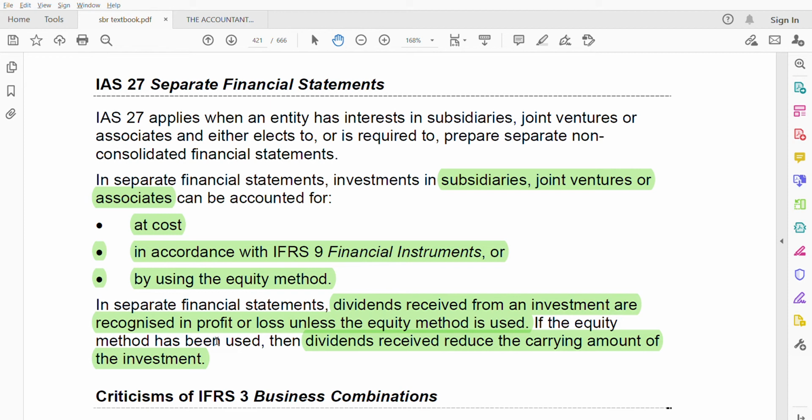This is mainly for your associate and joint venture, because for joint venture and associate only you use the equity method, not for a subsidiary. So whatever dividend you receive from an associate or a joint venture, you deduct it from the carrying amount of that associate or joint venture if you're using the equity method. But if it's not so, then you recognize the dividend received in the profit and loss account in the separate financial statements. Only this part, whatever I've highlighted, you need to remember for IAS 27. Don't worry, IAS 27 is not tested in so much detail.